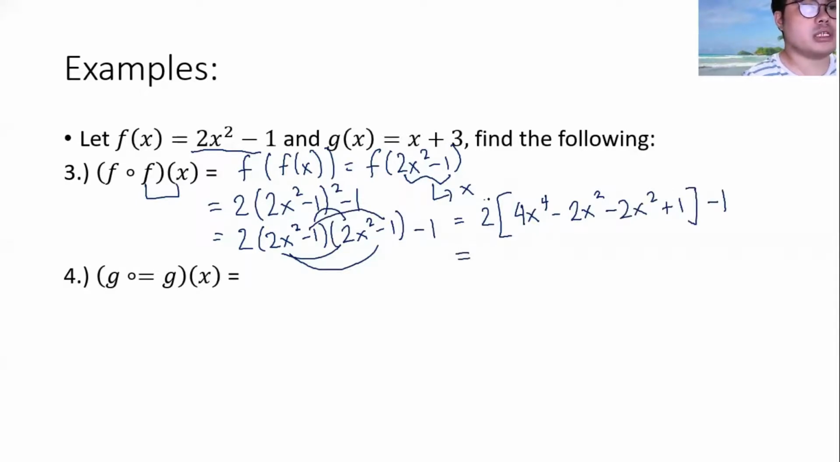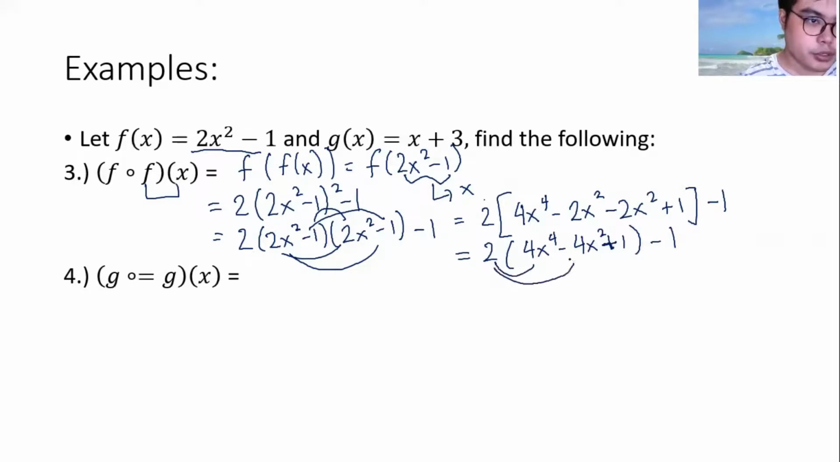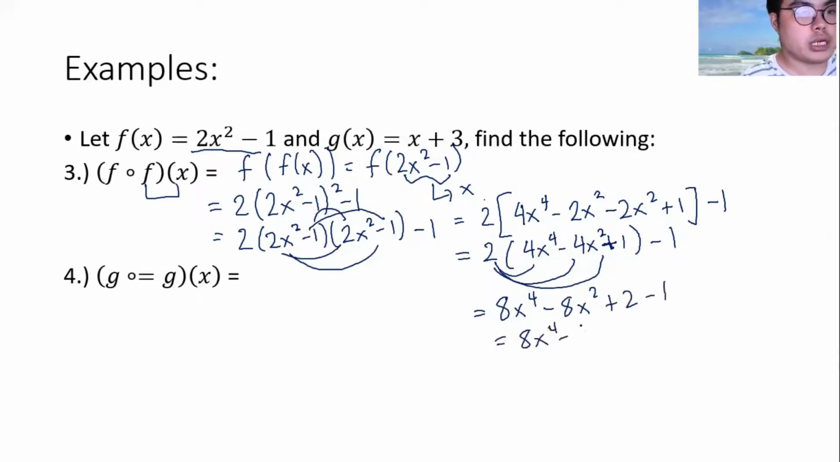So what you are going to do is simplify what's inside the group. Then you're going to use the distributive property. Okay, so 2 times 4x to the 4 will become 8x to the 4. Then 2 times negative 4x squared will become negative 8x squared. Then 2 times 1 will become 2, then minus 1. So you're going to simplify it right away by combining like terms. So this is your final answer.